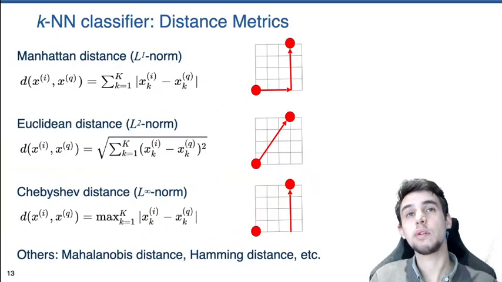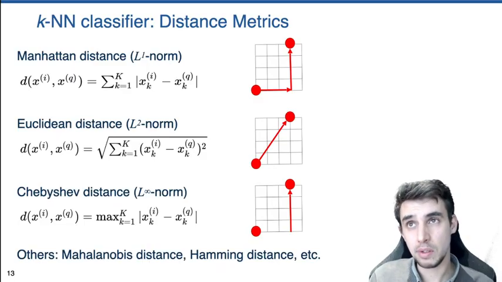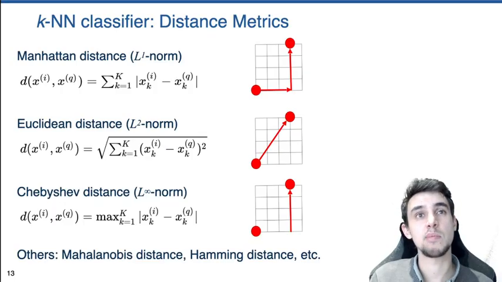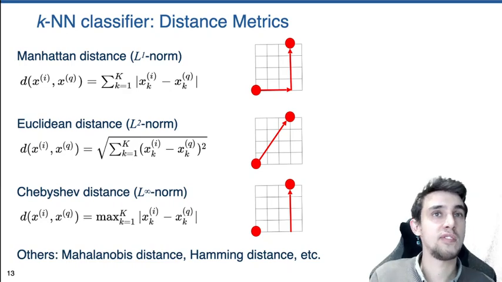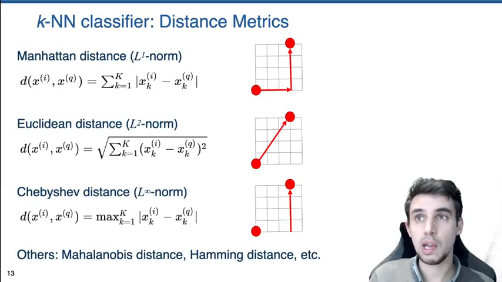Then, when we talk about k nearest neighbor, we naturally talk about a neighborhood, and so this means that we need to define a distance metric or metric space. There are a lot of different existing distances that can be used in the k nearest neighbor algorithm. For instance, we have the Manhattan distance, which is the L1 norm.